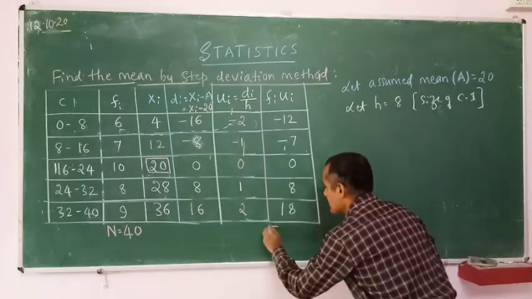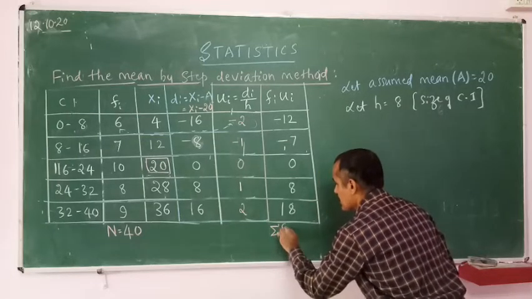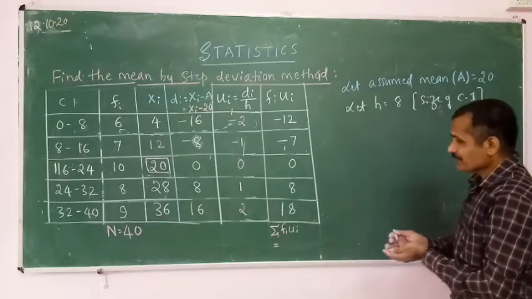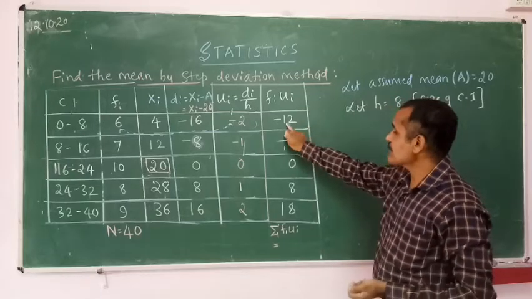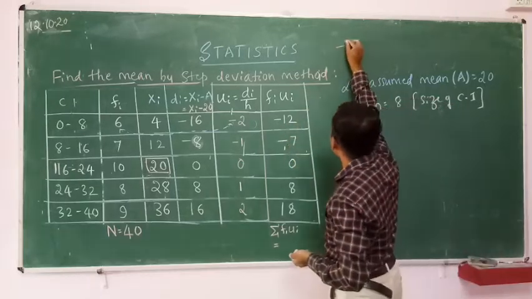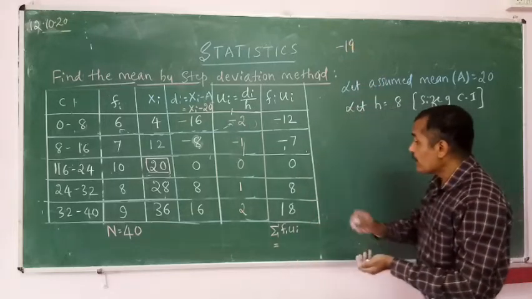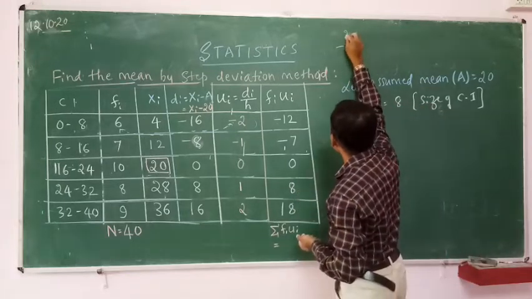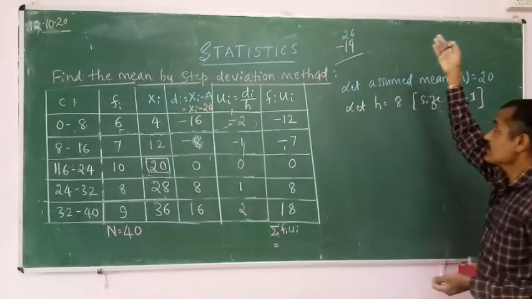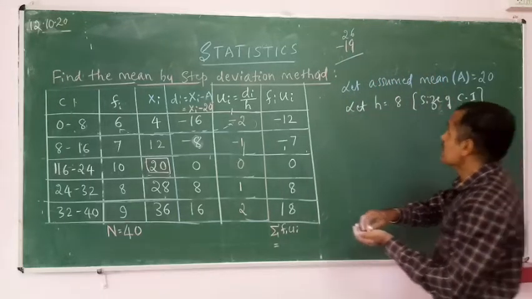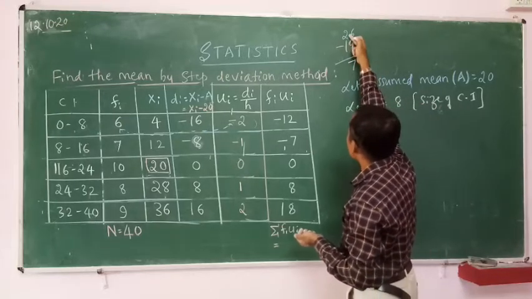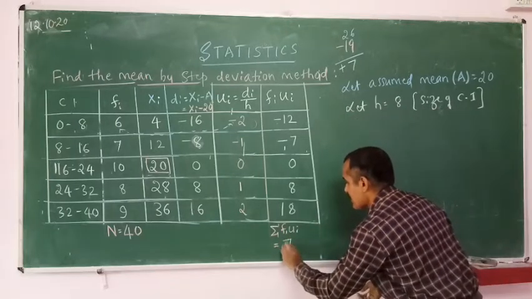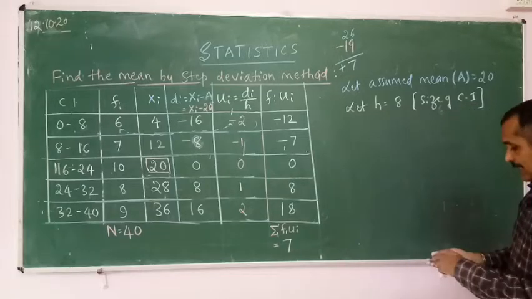Now we have to add them under the heading summation fi ui. What should I do? Both are negative, so I will add them. Minus 12 minus 7, the answer is minus 19. When you add 8 plus 18, the answer is 26. 26 minus 19 gives you 7. The bigger number is positive, so the answer is plus 7. I can write here summation fi ui is equal to only 7.